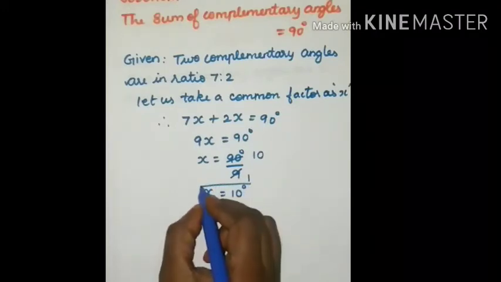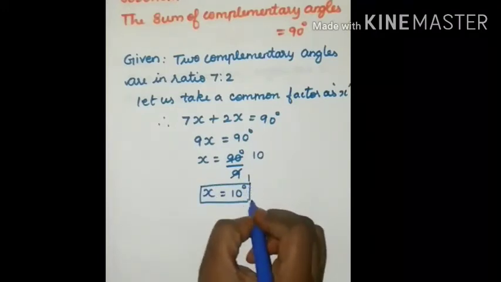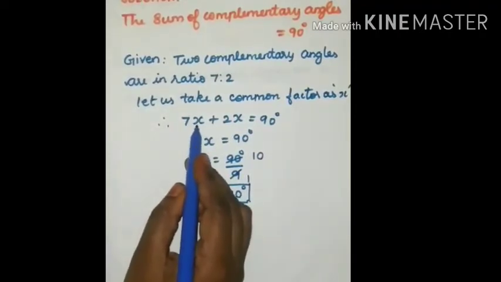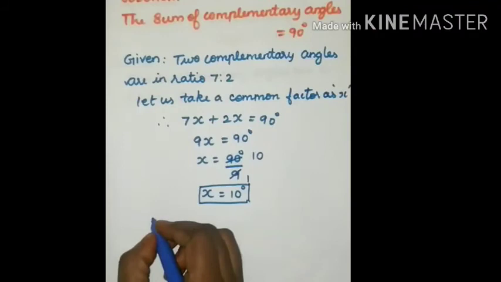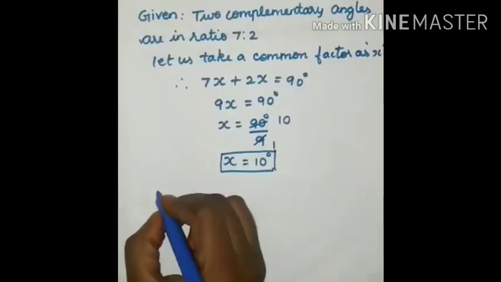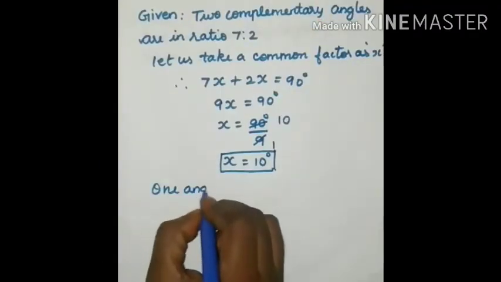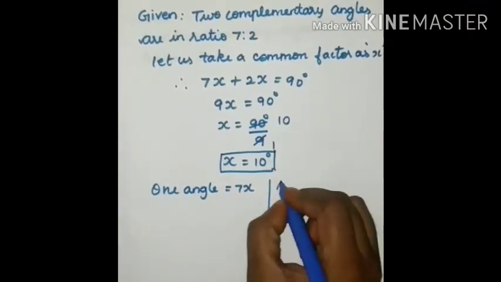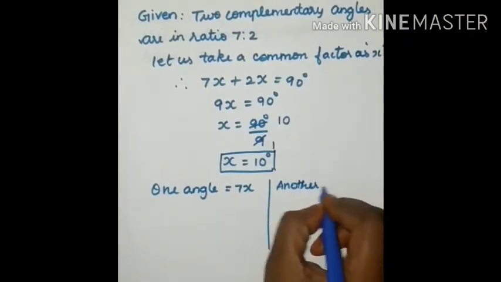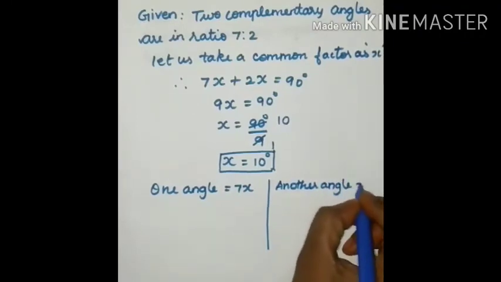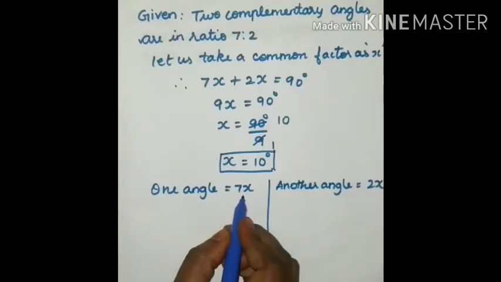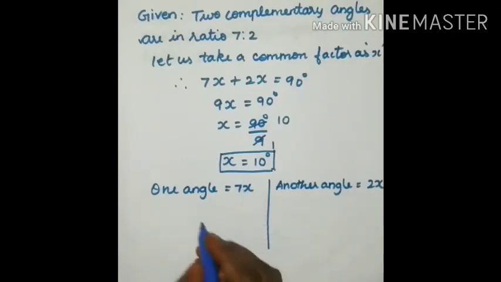10 degree. So let's substitute the x value in 7x and 2x. One angle is 7x. Another angle is equal to 2x. So let's substitute the value x equal to 10 degree.